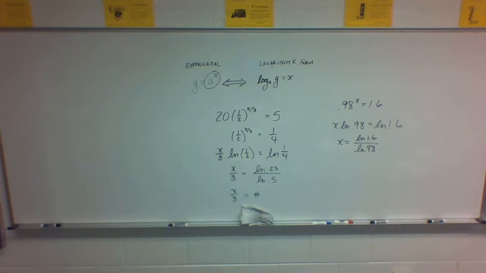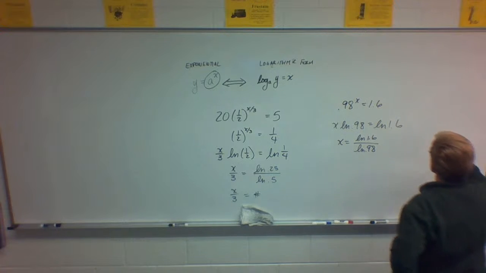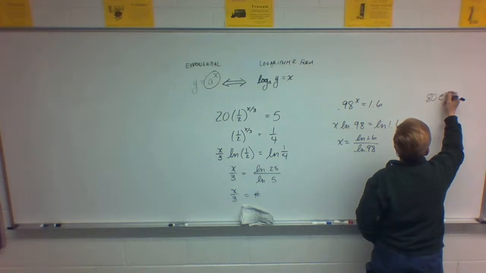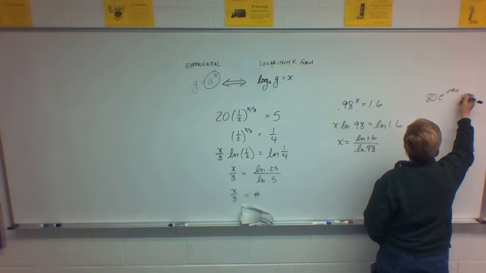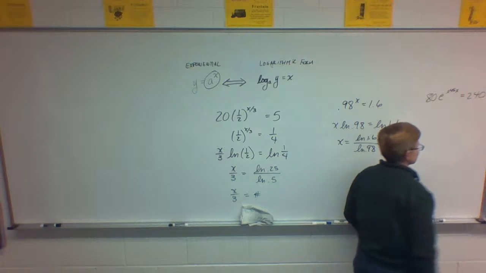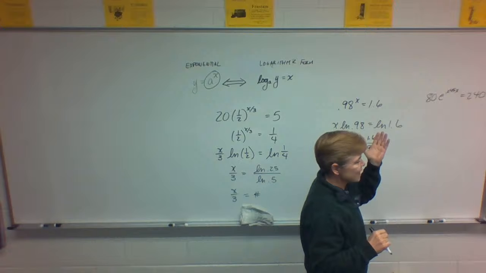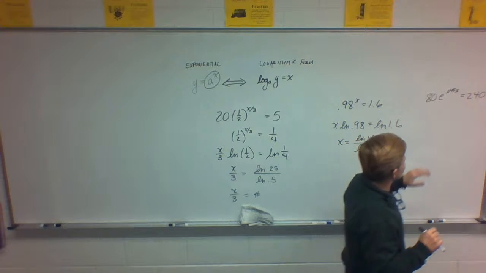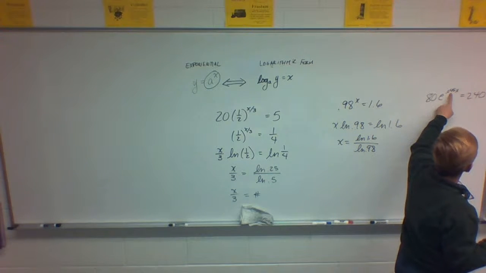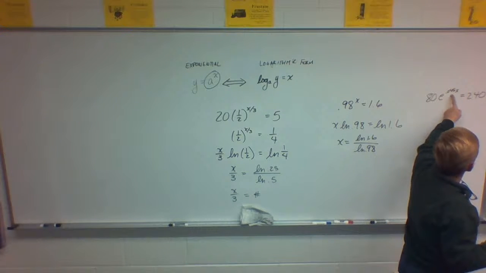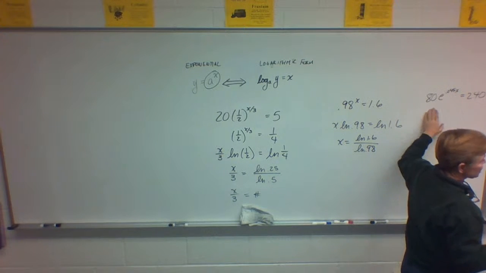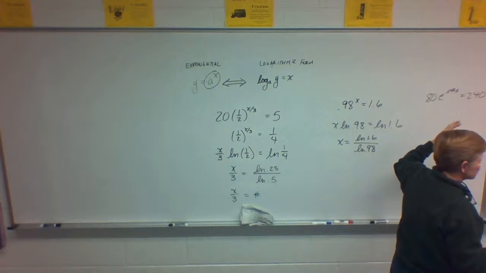80e to the 0.045x equals 240. This is very, very typical when you're talking about things that are either growing or decaying naturally, because that e is in there. You always get a beginning amount and a rate at which it's decaying, or maybe it's growing because that's positive, and then it equals some value after this much time. This is where you really got to be good at using your skills. And it's not very hard.